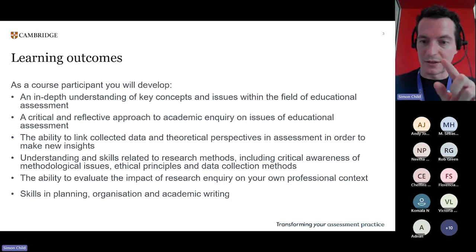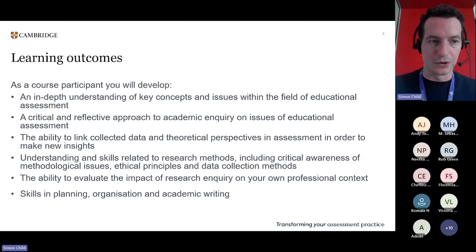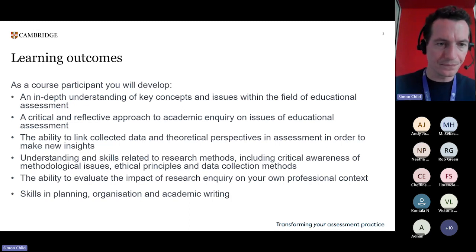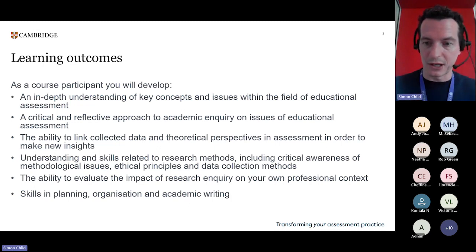So it's almost like a reflective cycle that we try to encourage throughout the course, through the content and through the assignments. As part of this is the idea of understanding research methods and the process of research inquiry, which we think is a fundamental skill to almost all professional practice in one way or another. And then finally, you'll develop your skills in planning, organization, and academic writing at the master's level.